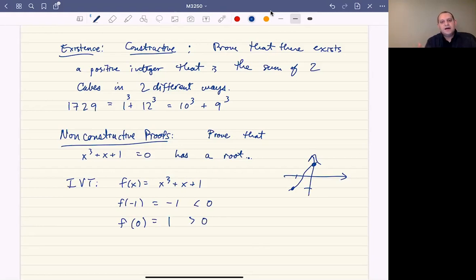Okay, so this is called a non-constructive proof. It still tells you something, but it's not quite as good as a constructive proof in the sense that a constructive proof says, here's your actual example, and then that's the end of the story. Okay, so these are both called existence proofs.